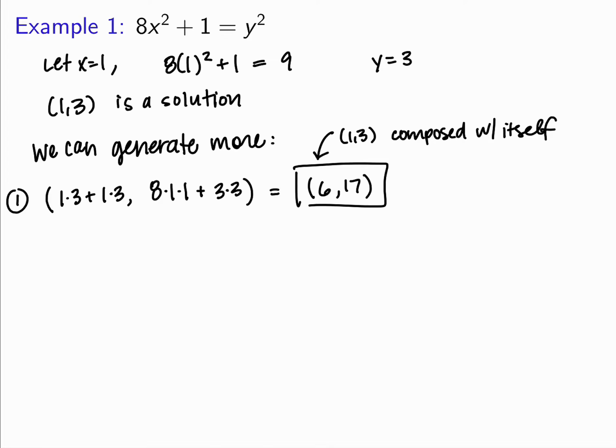That's 1, 3 composed with itself. Let's do another one. Let's use 1, 3 and 6, 17. Let's use them both and create a new one.